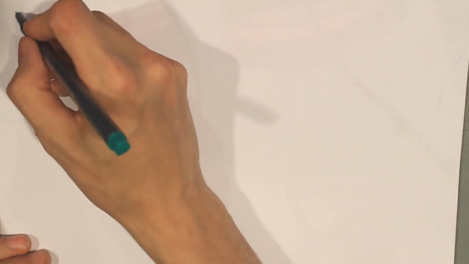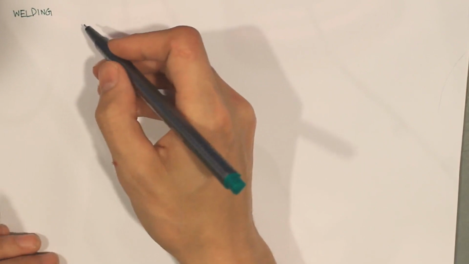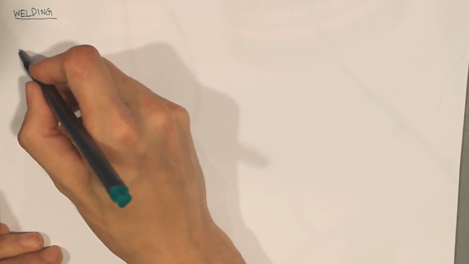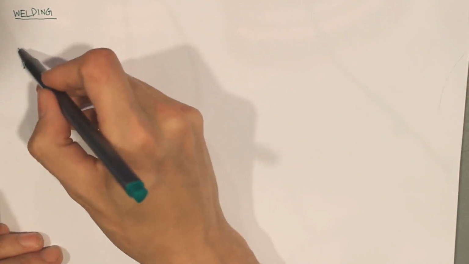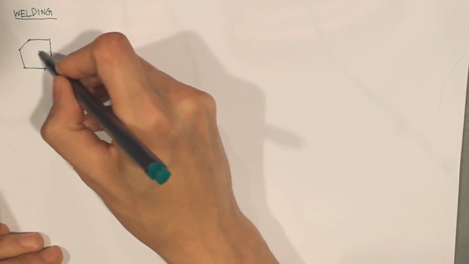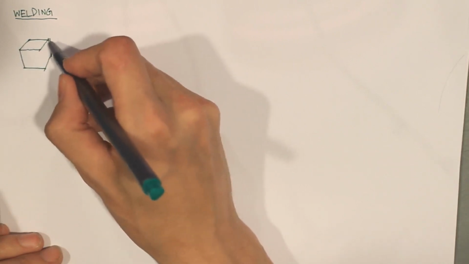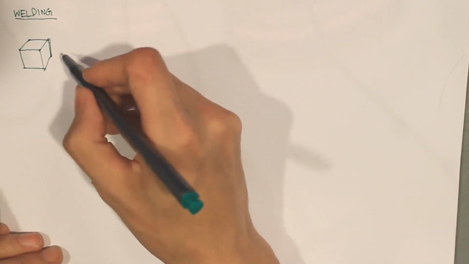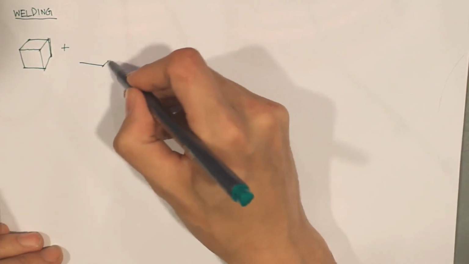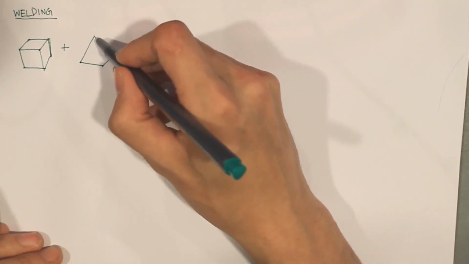So I want to talk about how we can modify these primitive forms. The first one we're going to talk about is welding primitive forms together, which is essentially just attaching two different primitive forms to one another, or multiple. So I'm going to start with a cube. And attach that to a pyramid.